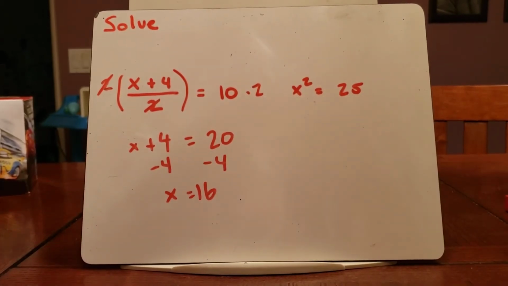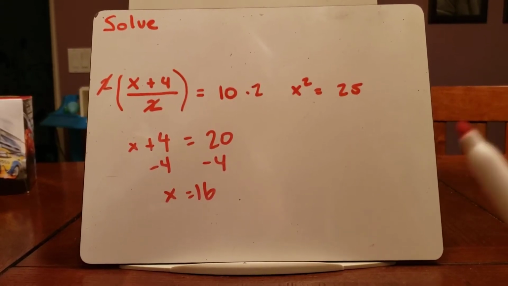So when you come to division, most of the time, it's a lot easier if you get rid of that division first. You're just going to multiply by the denominator, and that gets rid of it.